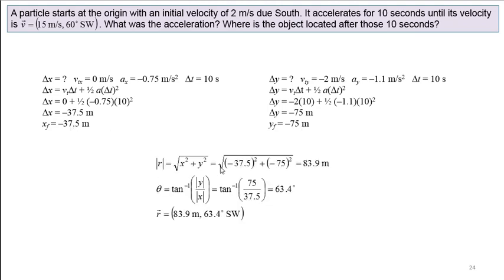Let's put those together to figure out my distance from the origin. There's my distance, it's the magnitude of this vector. And I can take inverse tangent to figure out the direction of my vector. Both my x and y components are negative, so we get southwest for my direction.